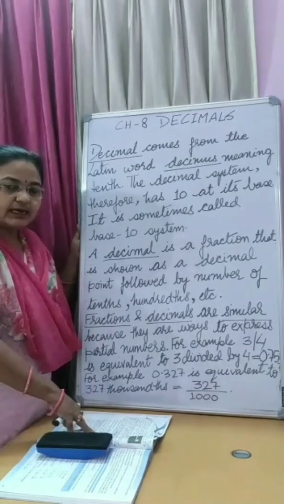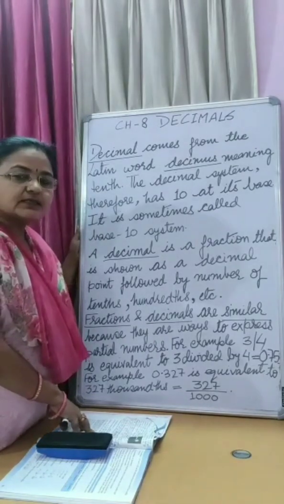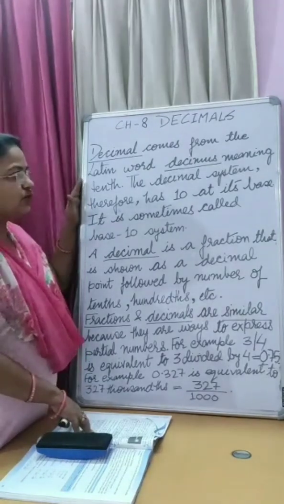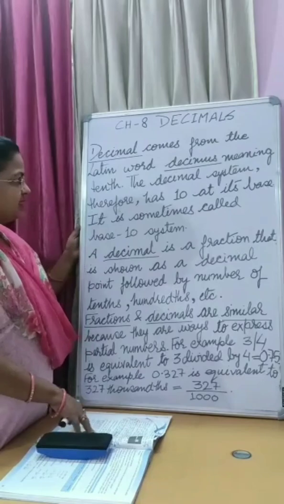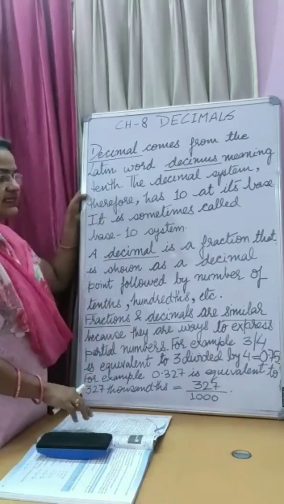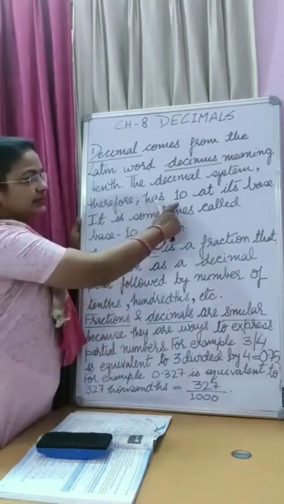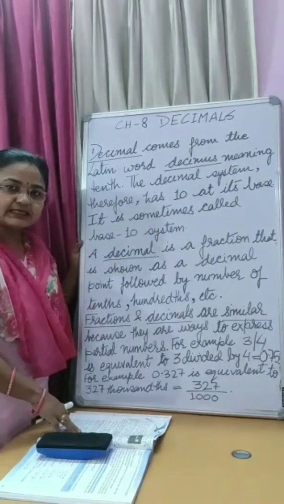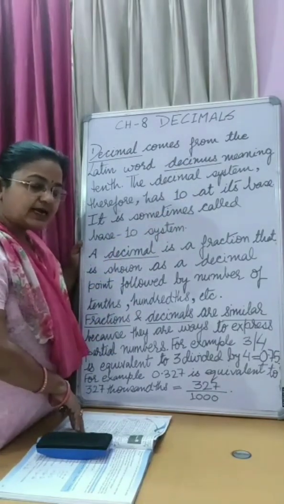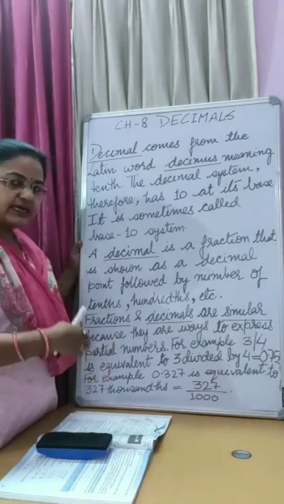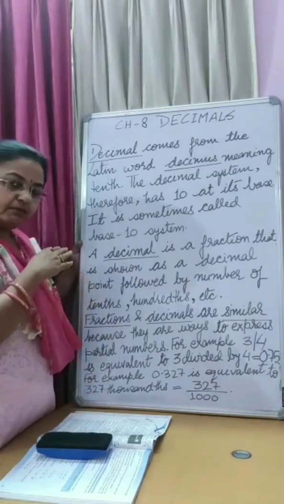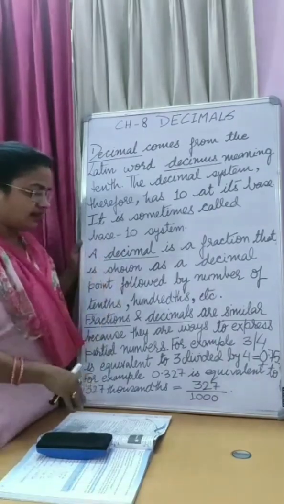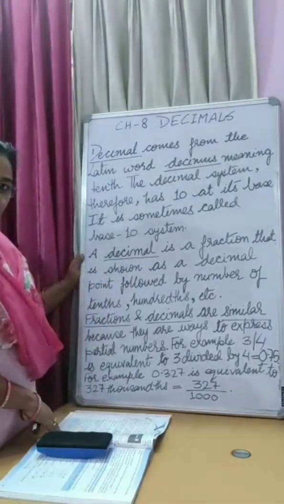What do we mean by decimals? Where has this word come from? Decimal comes from the Latin word decimus, which means tenth. The decimal system therefore has 10 at its base, and it is sometimes also called the base 10 system. 10 at its base means we divide with 10, multiply with 10, and multiples of 10 use 10, 100, 1000, 10,000 like this.